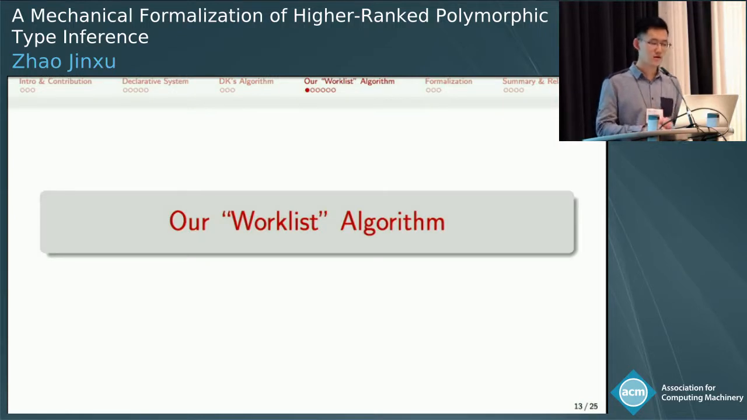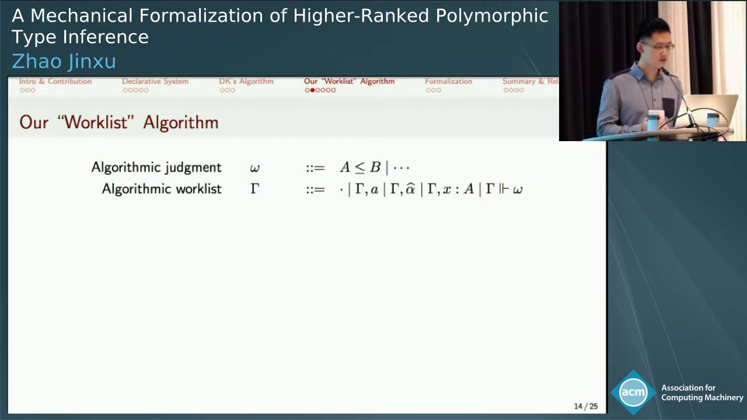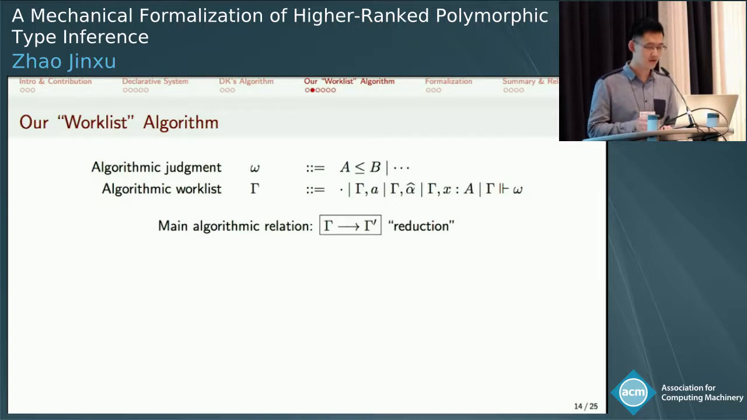Okay, time to come to our algorithm. We use a work list. So what is a work list? First of all, we just focus on subtyping judgments. And the work list consists of type variable declarations, existential variable or meta variable declarations, or a judgment. So it's a mixture of variable declarations and judgments. Our main algorithmic relation is reduction. So we reduce from gamma to gamma prime, and we repeatedly do that until we reach the base case, which is the empty list.